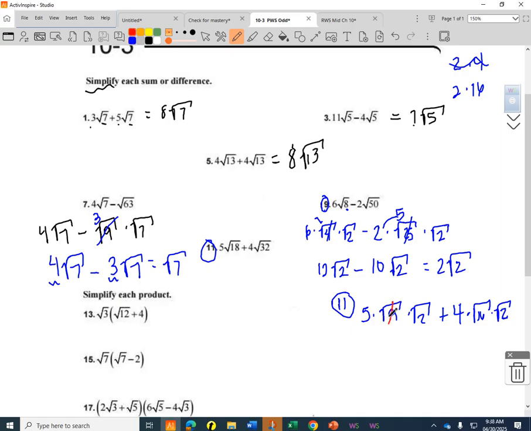Simplify what we can here. Square root of 9 is 3. Square root of 16 is 4. Multiply what's on the outside. That's 15 square root of 2. Plus multiply what's on the outside. 16 square root of 2. So what is 15 square root of 2 plus 16 square root of 2, Emma? Yeah, 31 square root of 2.